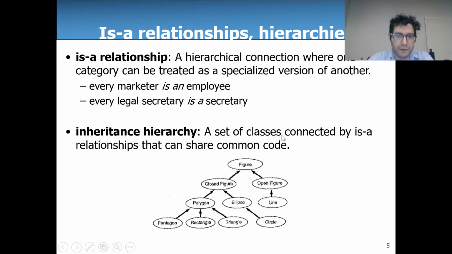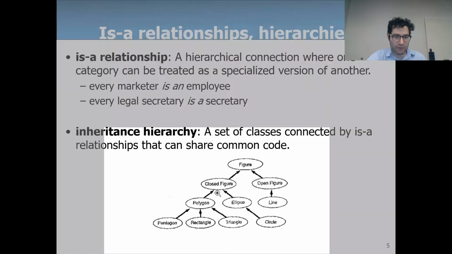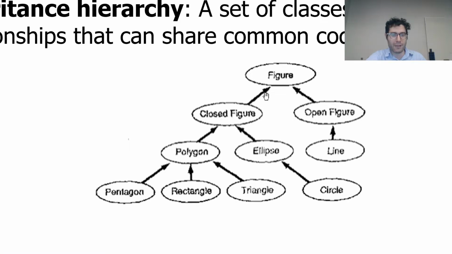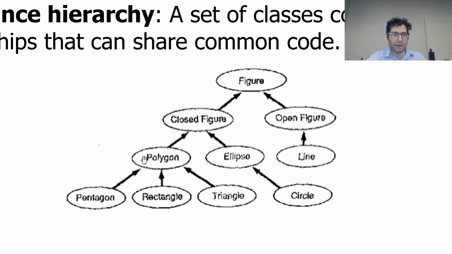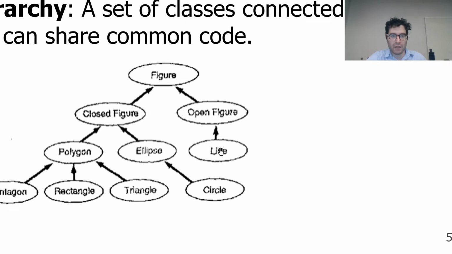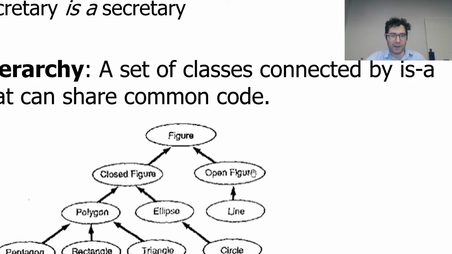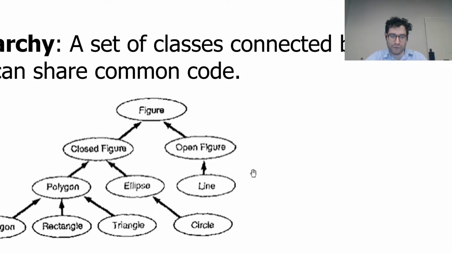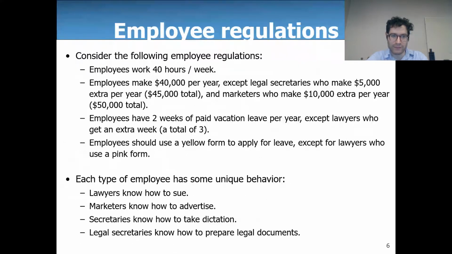So remember, you can graph out these inheritance hierarchies, by the way. Let me zoom in here. Like a figure: you can have a pentagon, which is a type of polygon, which is a type of closed figure, which is a type of figure. You can have all these different types of classes and define relationships like that.